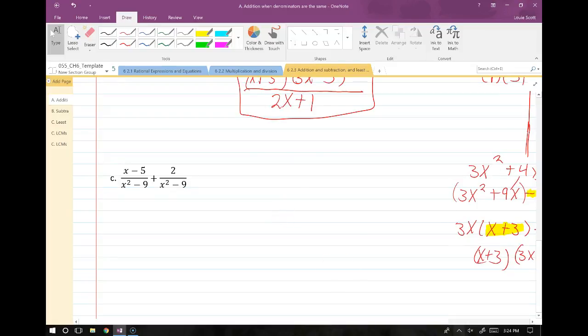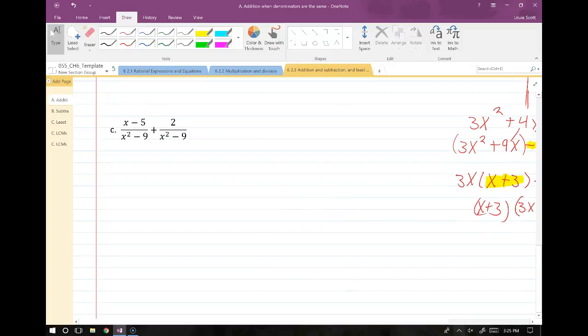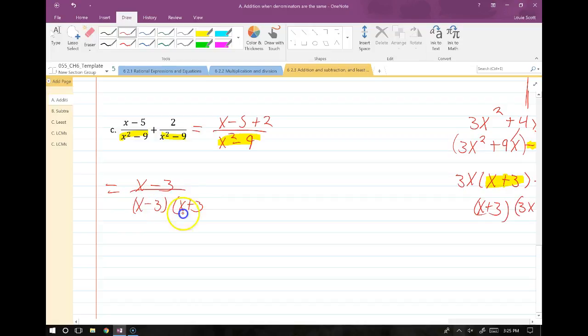Okay. So let's keep going a little bit here. Once again, these are all easy cases, so our denominators are matching. We just add straight across with this example. So I have x minus 5 plus 2 over x squared minus 9. This is equal to x minus 3 over, this guy factors, right? What does it factor into? x minus 3 and x plus 3. Exactly. And that's it. Things cancel, and I get 1 over x plus 3 in the end.